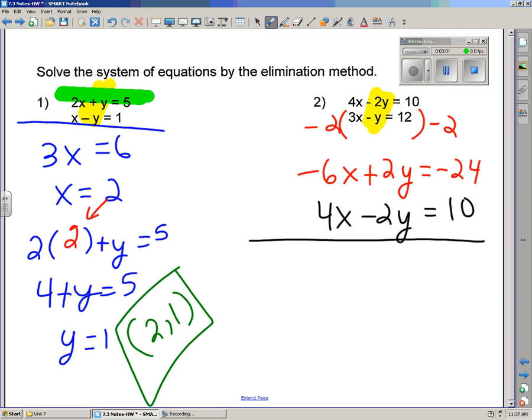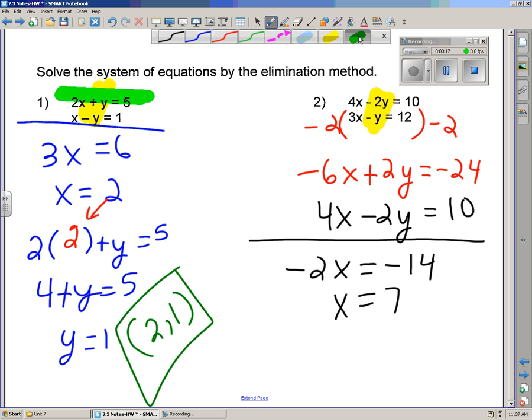So when you add these two equations, you get negative 2x equals negative 14. The y's eliminated. That was the point. Divide both sides by negative 2, and x is 7. Choose one of those top equations to substitute in the x value and solve for y. And I'm going to go ahead and choose the top, no particular reason, just because.